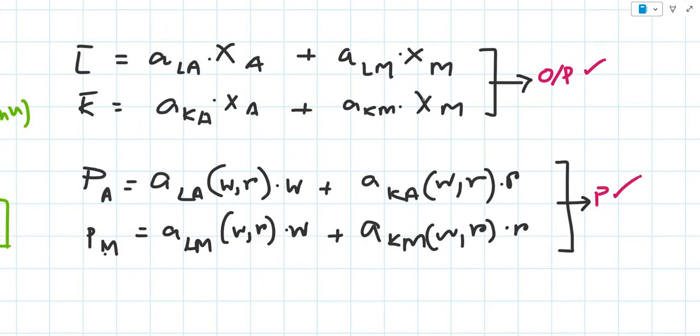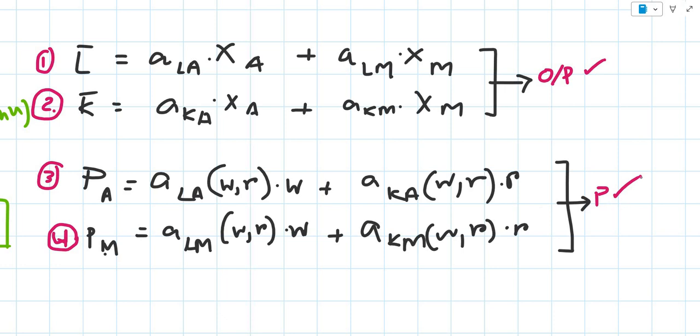Let's see. So these are the four equations that we have. So let me just number the equations first. Of course, the numbers are not universal. You can name any equation anything you want. Just because I have written the equations in this order, I am numbering the equations in this order. So you have the output system, these are the two equations. And you have the price system, these are the two equations.